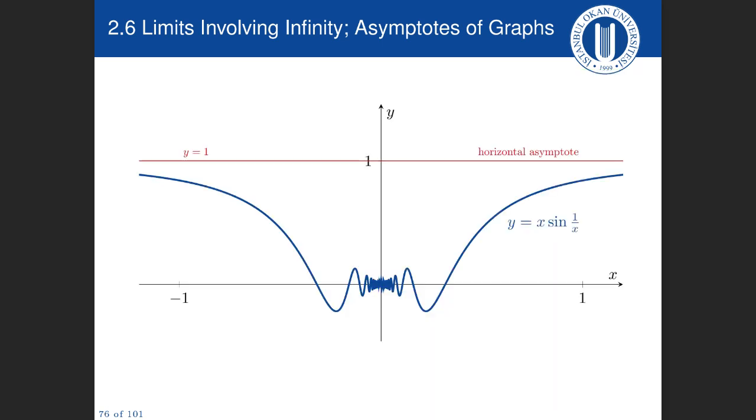Here is a graph of this last function. y is equal to x sine 1 over x. We can see that as x tends to infinity, the graph is approaching the horizontal line y is equal to 1.